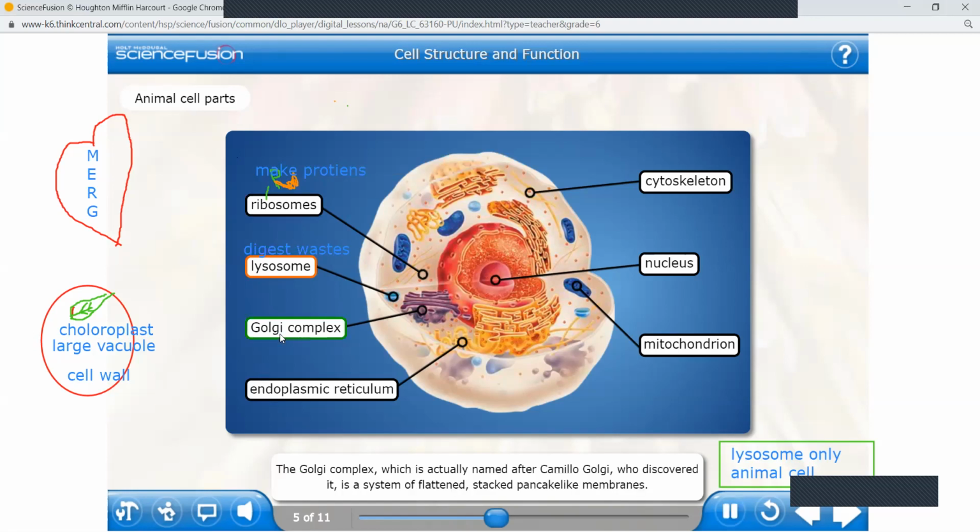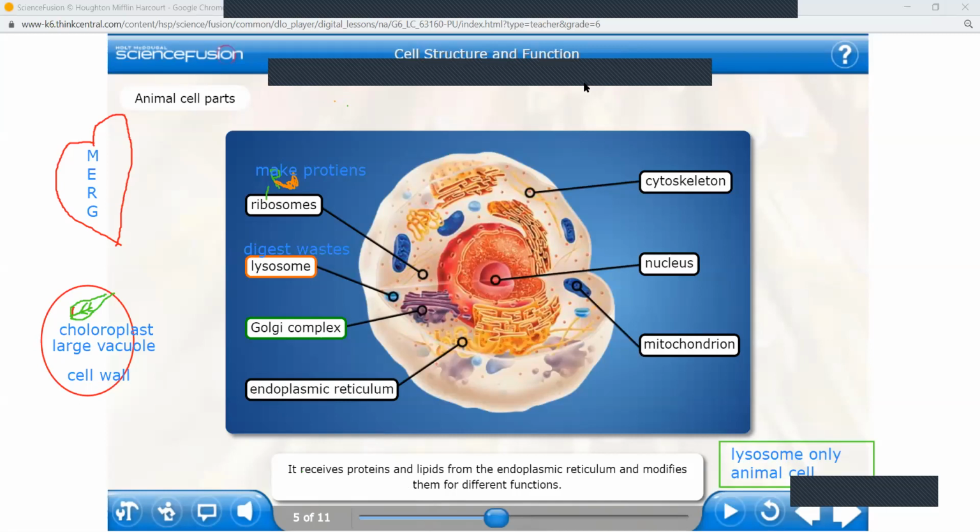Okay, next. The Golgi complex, which is named after Camillo Golgi, who discovered it, is a system of flattened, stacked, pancake-like membranes. The Golgi complex is the cell's post office. It receives proteins and lipids. See, it's a post office. You can just make an envelope here so that you will never forget. Whenever you make a symbol, you will never forget. It will carry information and give information.